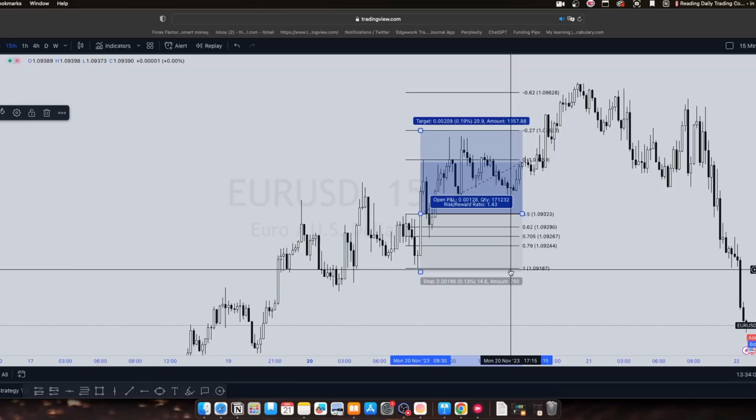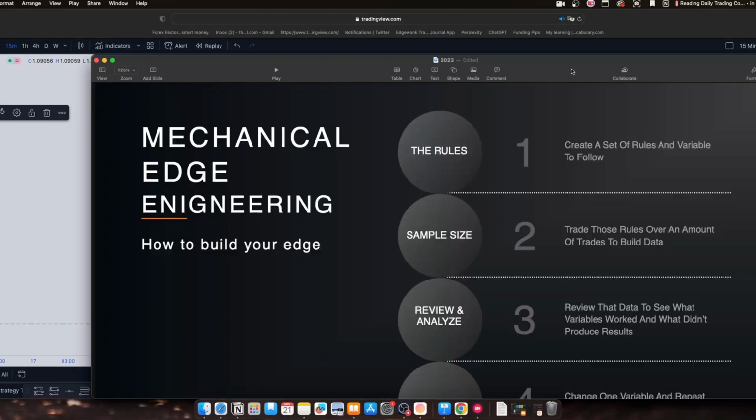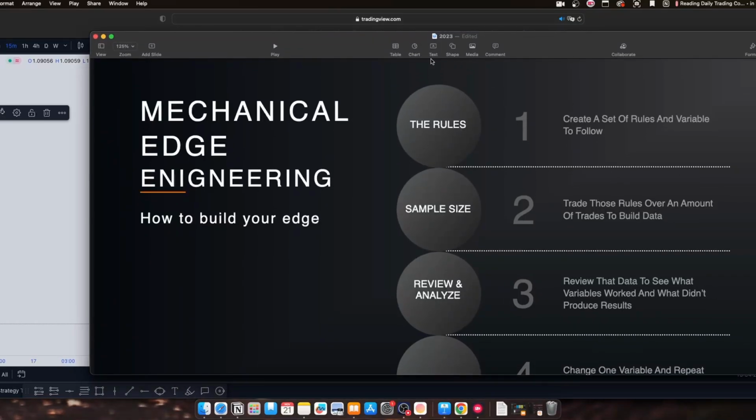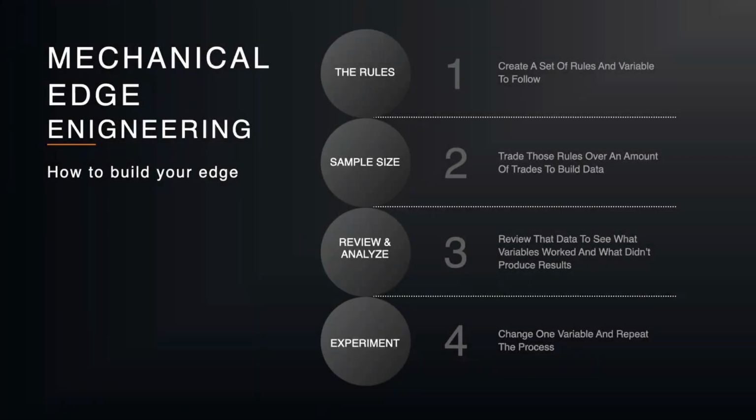You are not thinking about being profitable. You're not thinking about winning. You're just thinking about getting the 20 trades. So you're taking 20 of your setups, and this allows you to see how the market is actually moving to your setup. Now, after you got these 20 trades, you review the data, you see what worked, see what didn't, and the next thing is you start to experiment.